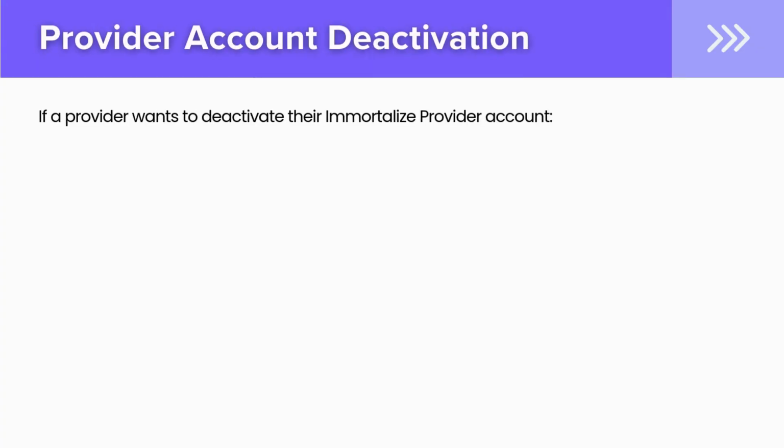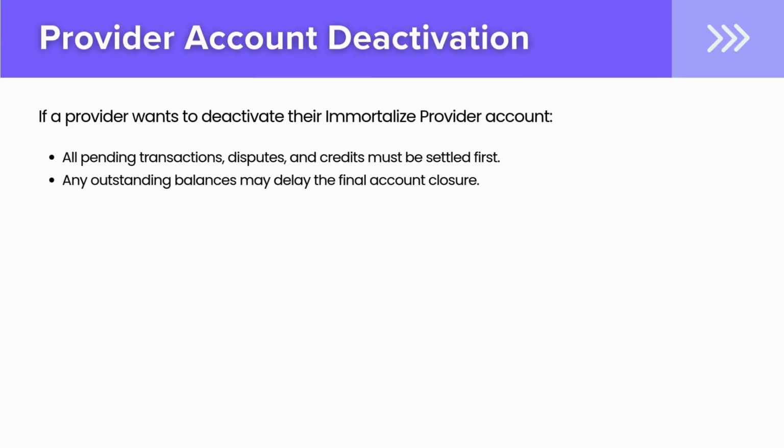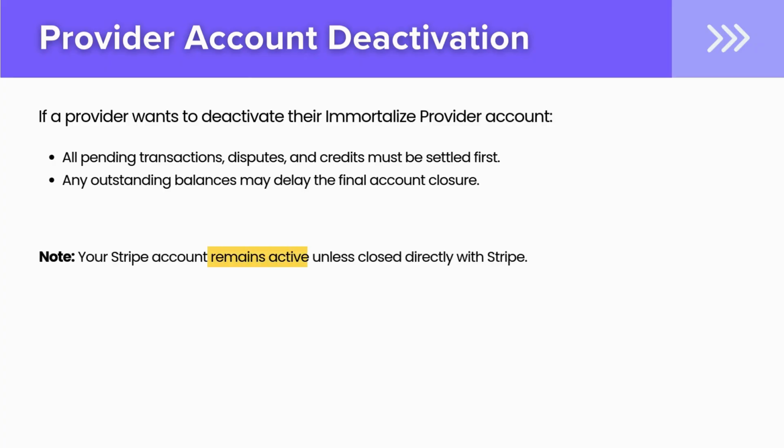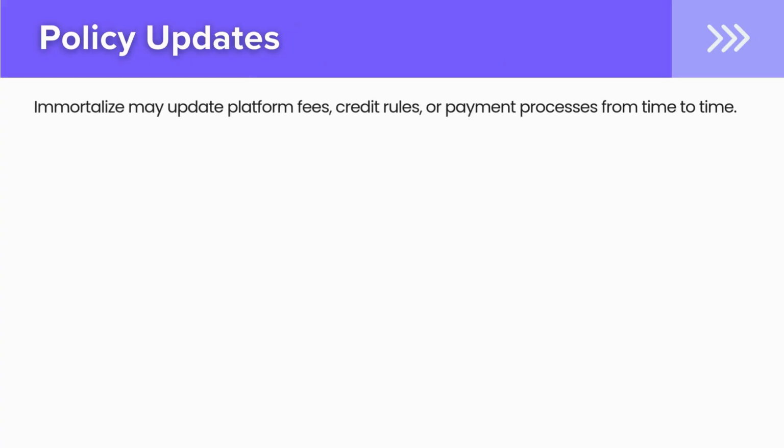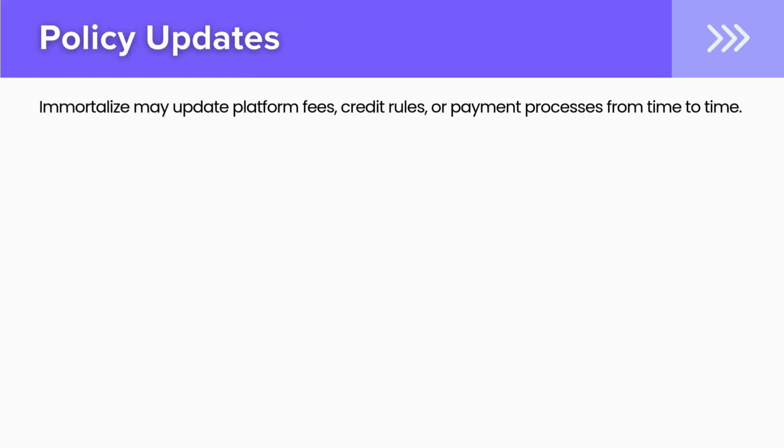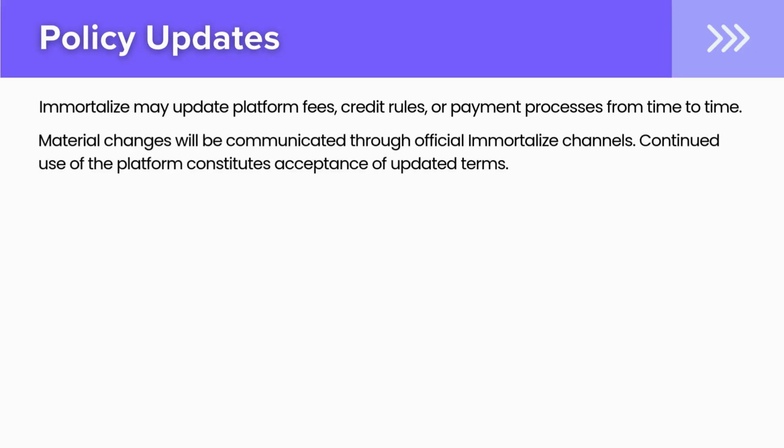To deactivate your provider account, you'll first need to settle all pending transactions, disputes, and credits. Any outstanding balances may delay this process. Note that your Stripe account stays active unless you close it directly with Stripe. As we grow, we may occasionally update our fees, rules, or payment processes. We'll always communicate any significant changes through our official channels. By continuing to use the platform, you're agreeing to those updated terms.